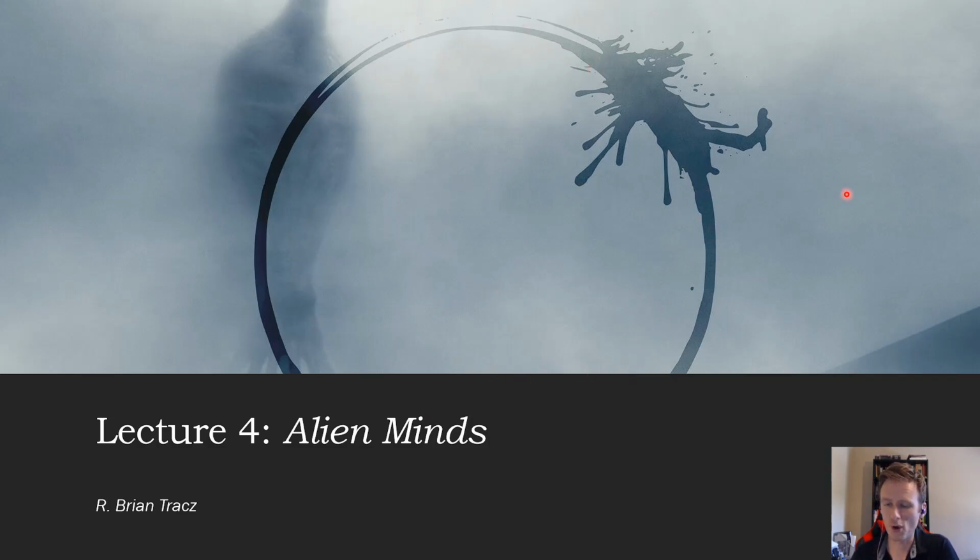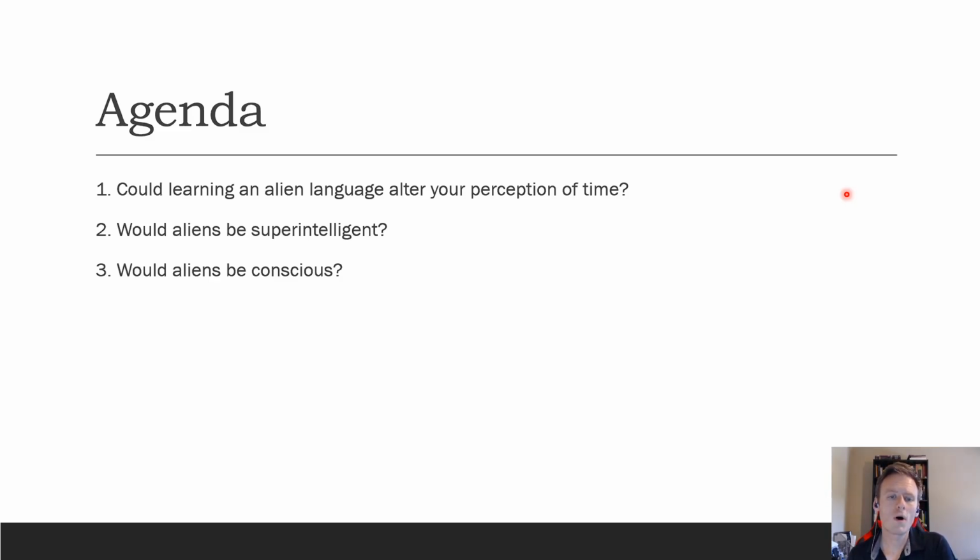So we're going to think about a few questions that arise in the movie today. One is, could you learn an alien language? And another question is, could learning that alien language alter your perception of time, as seems to be the case in the movie? Secondly, we might ask about the aliens themselves. Would those aliens be super intelligent? That is, would they have intelligence that is in some respect greater than the intelligence that humans possess? And third, would aliens be conscious? And we'll talk a little bit about what we mean by consciousness in this case.